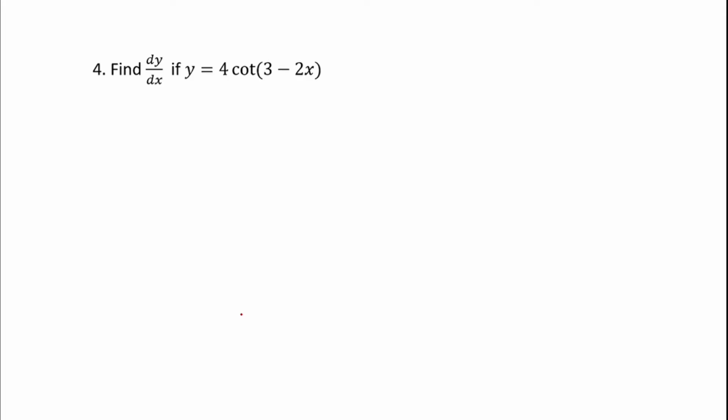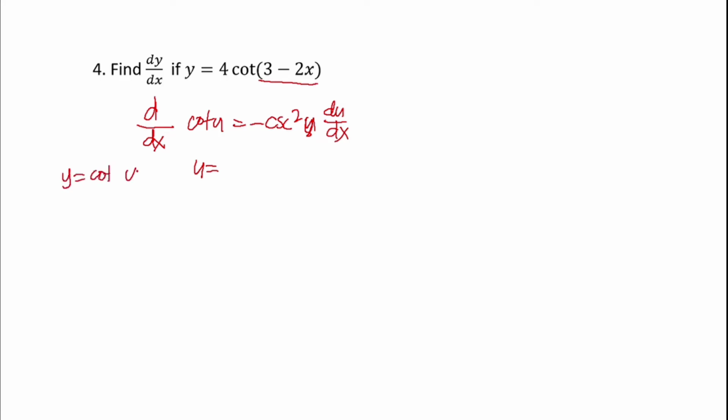Find dy over dx if y is equal to 4 cot 3 minus 2x. So cotangent, so we're going to rewrite first the formula for cot. So we have derivative of cot u is equal to negative cosecant squared u du over dx. This is u. So this is the formula when I talk about cot u. So we have here our u first. We're going to differentiate our u. First y is equal to cot u, and our u is equal to 3 minus 2x.